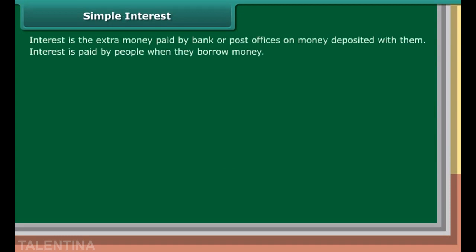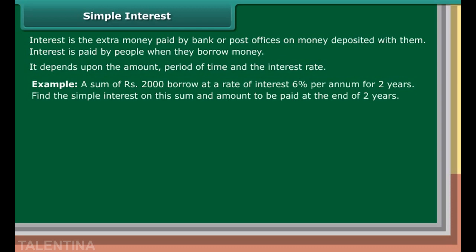Simple interest. Interest is the extra money paid by banks or post offices on money deposited with them. Interest is paid by people when they borrow money. It depends upon the amount, the period of time, and the interest rate. Example: a sum of rupees 2000 is borrowed at a rate of interest of 6% per annum for 2 years. Find the simple interest on this sum and the amount to be paid at the end of 2 years.